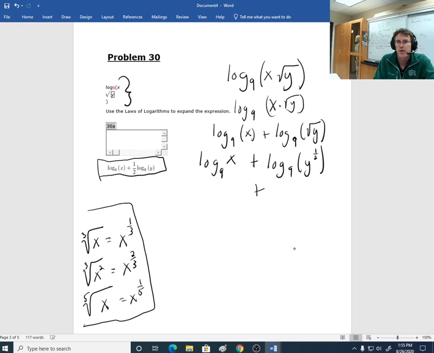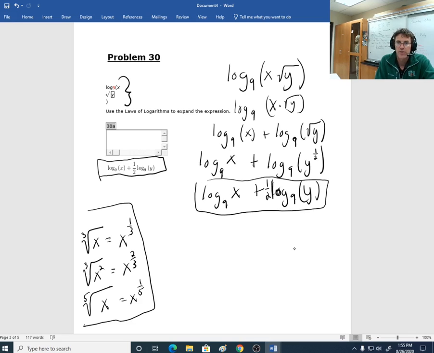Okay, so now we can do the power rule with this, right? You move it out to the front, so it's 1/2 multiplied by the log base 9 of y. Sorry, I'm stumbling over that. And this is log base 9 of x. Okay, and there we go, we're done. See this now, it's a little messy, but it's the same as this. So, there you go.